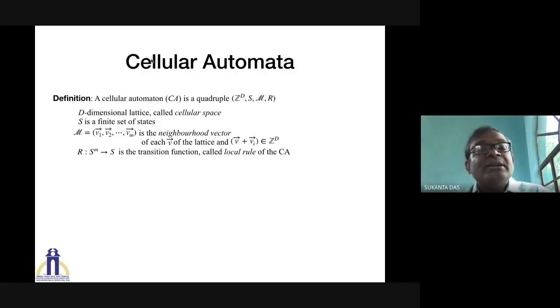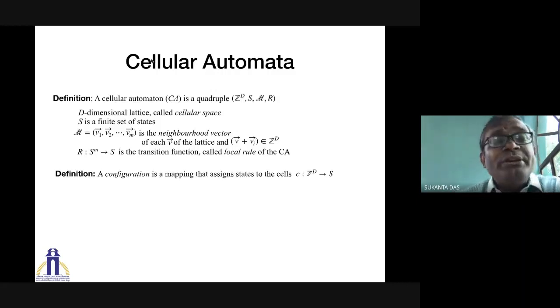So in this way, I can get all the neighbors of a cell v, and then I can get the states of the neighbors, right? Then using those present states as input, I can apply the local rule on the cell. Okay, so R goes from S to the power m to S. That we have discussed in last class.